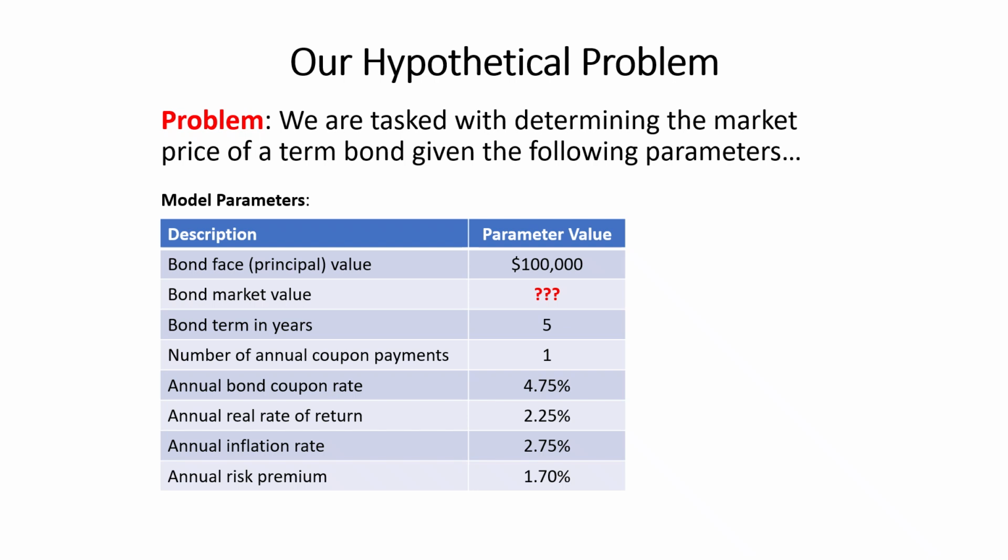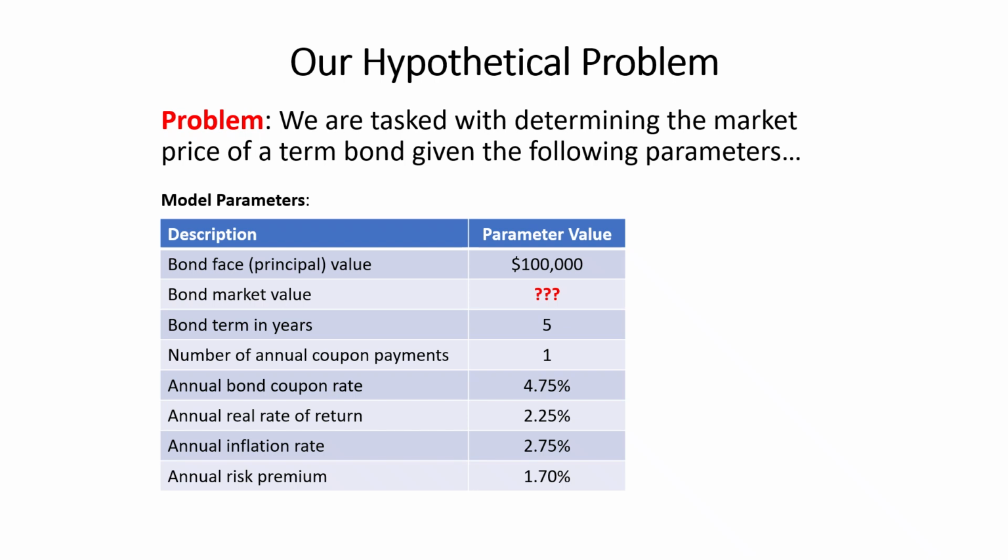So we're going to look at a 5-year bond, and we're going to assume that the number of annual coupon payments is 1. Now, the coupon payments, you can look at those as interest payments. The number of coupon payments can be one every year, annual, biannual, monthly, pretty much anything. But in order to keep this simple, we will assume that we have a bond that pays one coupon payment at the end of every year.